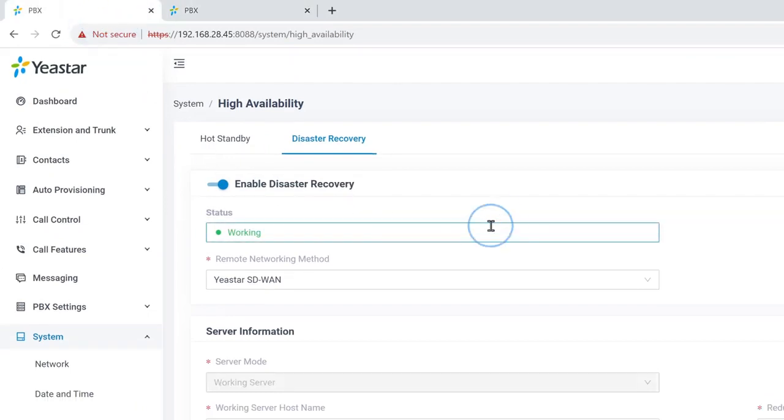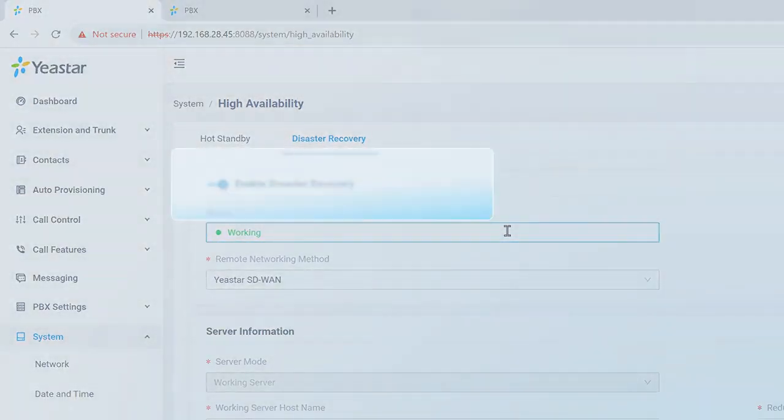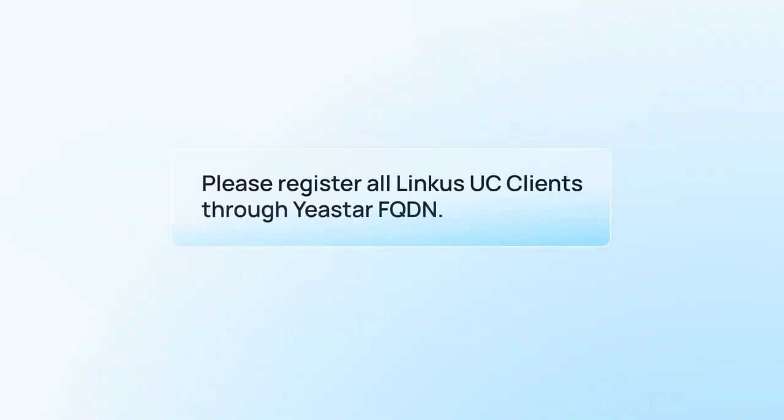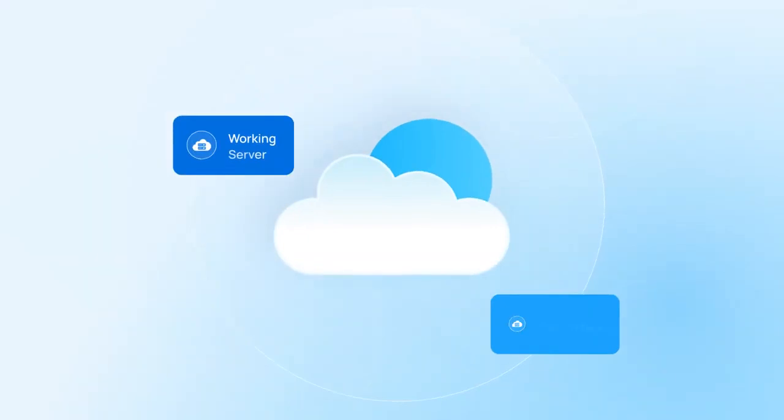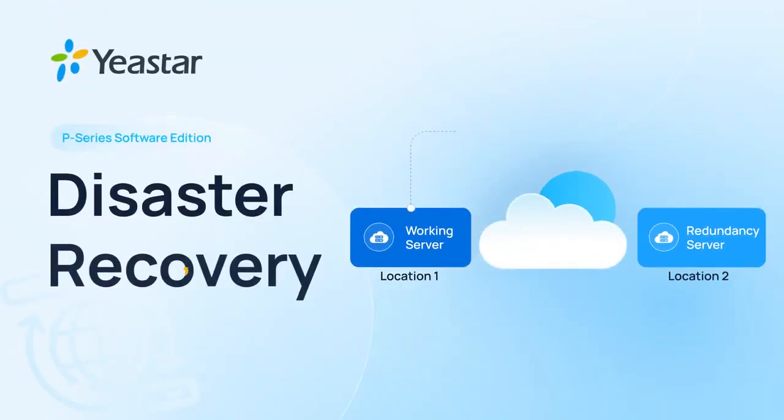To ensure that if a takeover occurs, the Linkus UC client can run without problem, please register all Linkus UC clients through FQDN. So that was how we set up disaster recovery with your P-Series Software Edition.